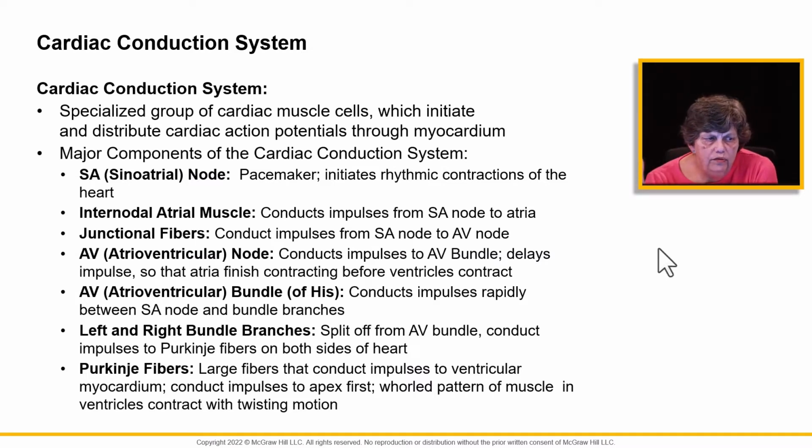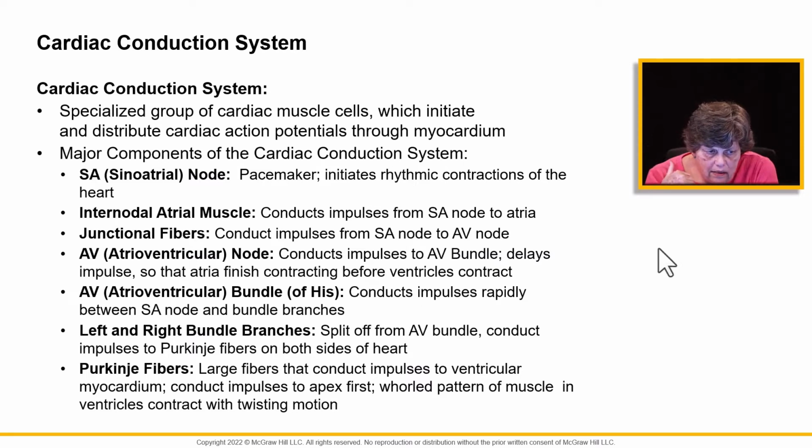As it moves from the SA node to the AV node, you get a slight delay right there at the AV node so that the atrium can contract and drain the rest of that blood that has moved into the atrium, so that we get most of that blood down to the ventricle. The whole idea is to get as much blood out of the heart as we can. So we squeeze the atria to make sure that occurs. And then we go from the AV node down the bundle.